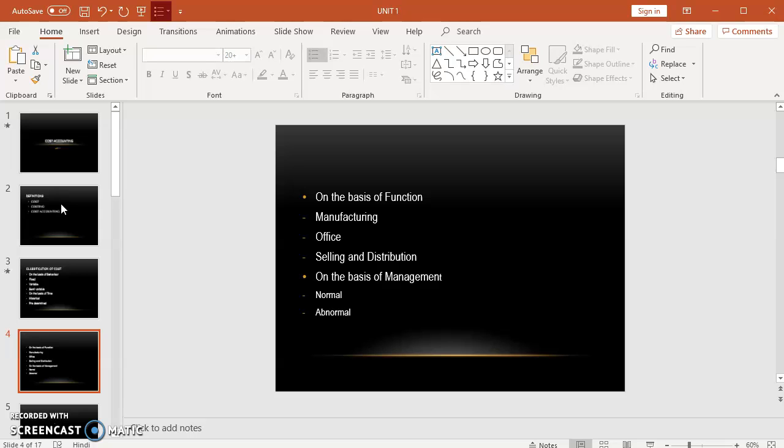Then there will be selling and distribution. Once all the things are calculated, everything is done, packaging, etc., then we'll go for sales and distribution. Now we'll get the order, we'll do some advertising, we'll give some free samples, and then we'll sell the product in the market. Next, on the basis of management.